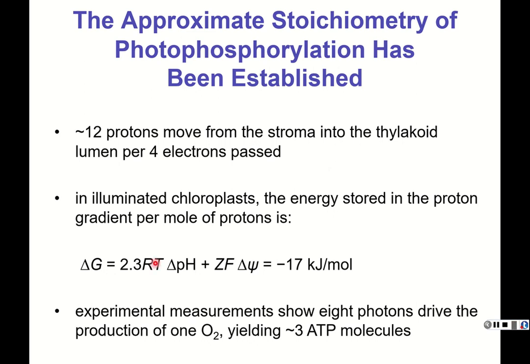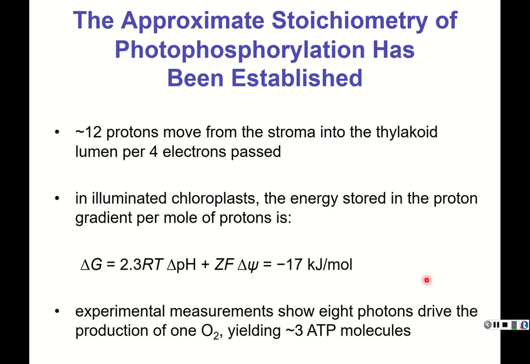The delta G equation here, don't really care. It's not something we're going to be tested on in this class, but if you calculate that, you get negative 17 kilojoules per mole of protons. And experimentally, the measurements show that 8 photons drive the production of 1 oxygen.